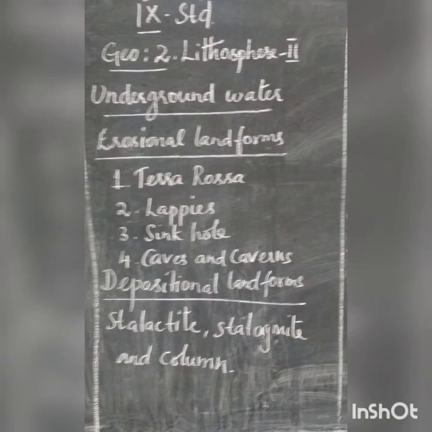The next, lapies. When the joints of limestone rocks are corroded by groundwater, long furrows are formed and these are called lapies. Sinkhole, a funnel shaped depression formed due to dissolution of limestone rock is called a sinkhole. If you see the sinkholes, average depth ranges between 3 and 9 meters.